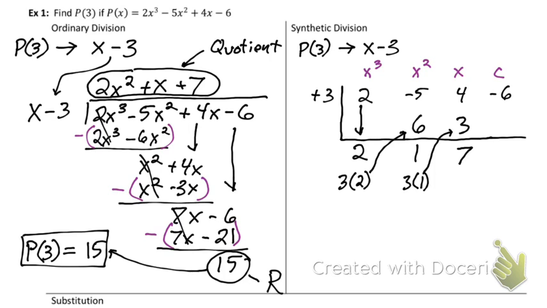Once again, we go back to that 3. I do 3 times 7 and put that result right there. 3 times 7 is 21. Negative 6 plus 21 is 15. Whatever number's at the end is our remainder.